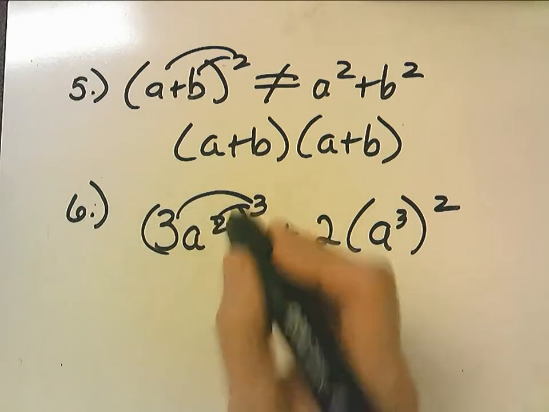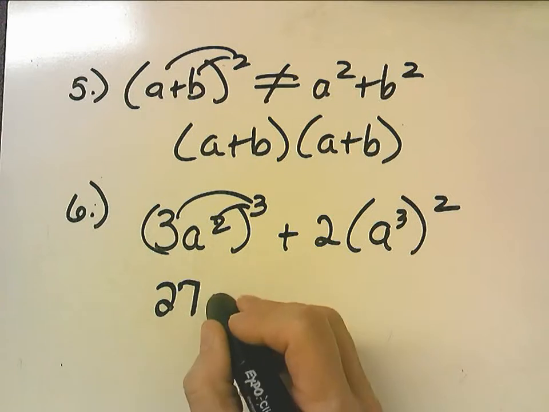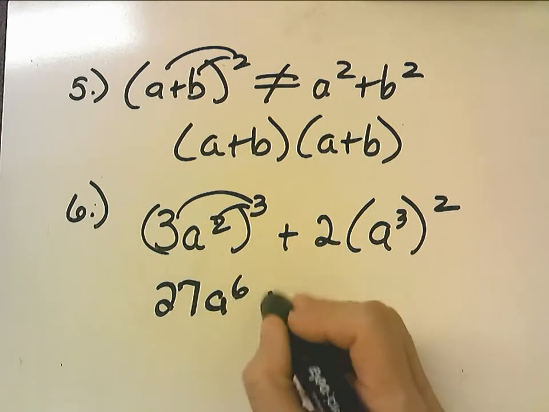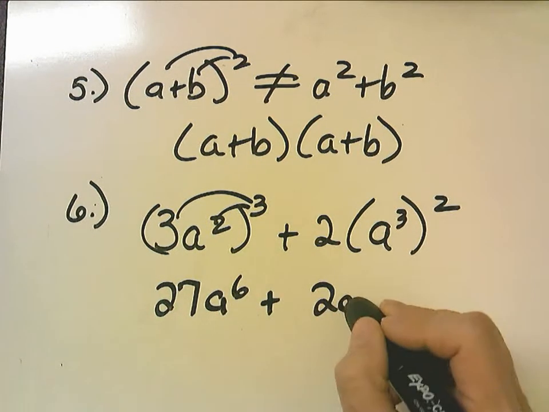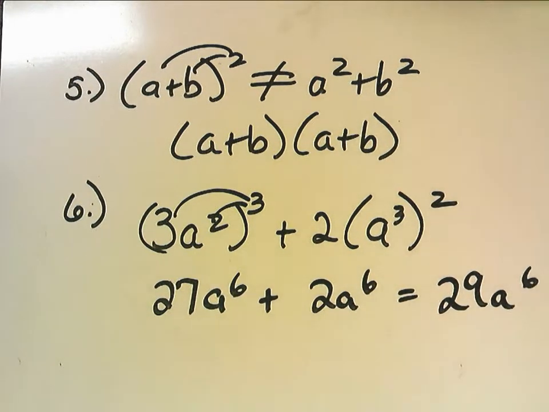I do power of a product, so this becomes 3 cubed, which is not 9, it's 27, a to the 6th, plus 2a to the 6th, and together that's 29a to the 6th.